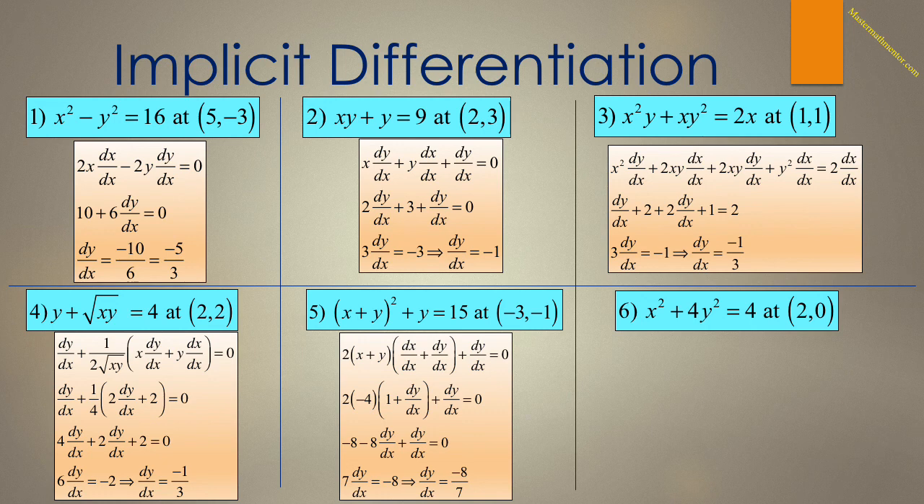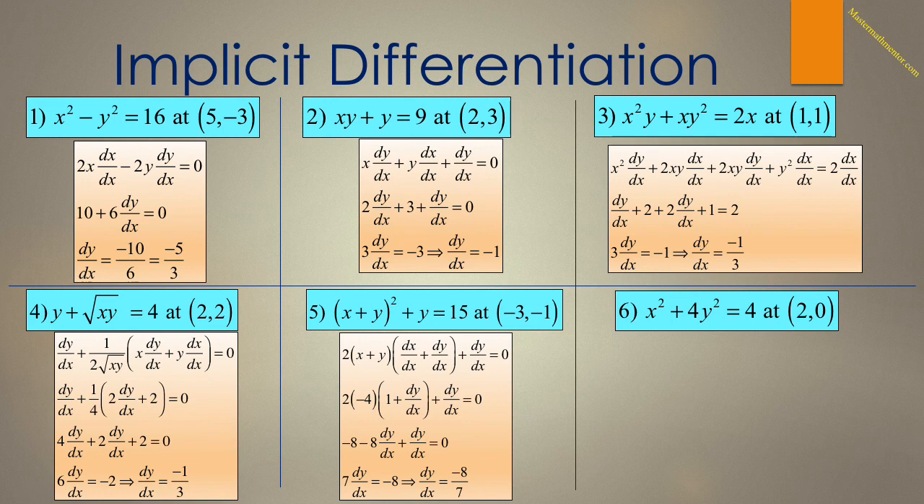Number 5 reads, the quantity (x plus y) squared plus y equals 15 at the point (-3, -1). First, we use the power rule: 2 times (x plus y) times the derivative of x plus y, which is dx/dx plus dy/dx, plus dy/dx equals 0. Here, dx/dx is 1, but it is added, and therefore does not cancel. It needs to be written.